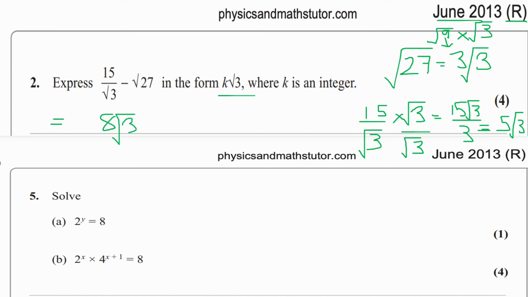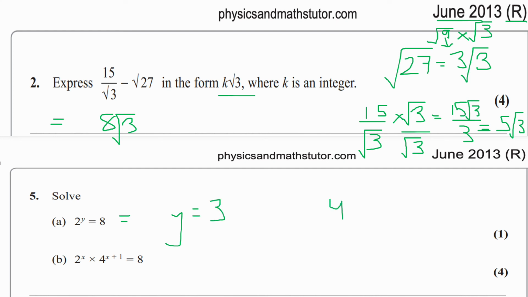Okay, question number 5, part A from the June 2013 Edexcel Core 1 paper. Solve 2 to the y equals 8. Well, 2 cubed is equal to 8, so y is equal to 3.